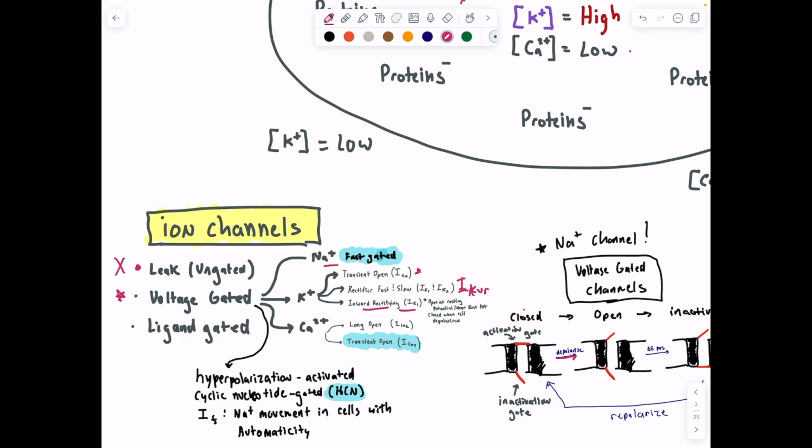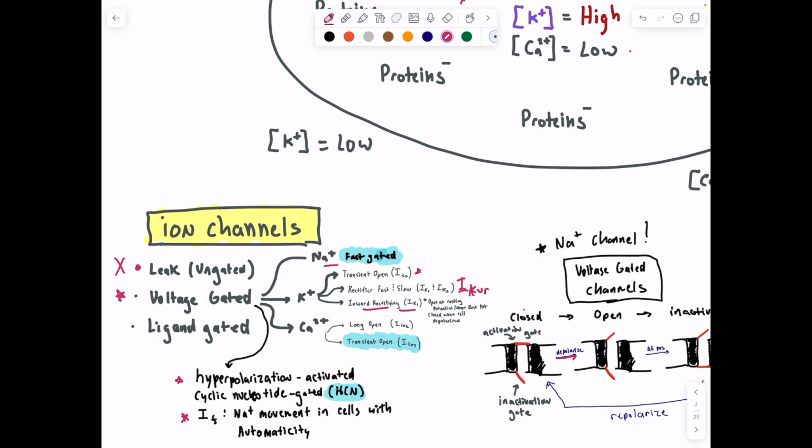We have our fast-gated sodium channel. We have another one, and this is only going to be expressed in ventricular myocytes, atrial myocytes, and Purkinje fibers. We'll go over this more in a second. And then also for sodium, we have the hyperpolarization-activated cyclic nucleotide-gated HCN channel, which gives rise to the funny current, I_f, which is sodium movement into cells, and that gives rise to our automaticity overall.